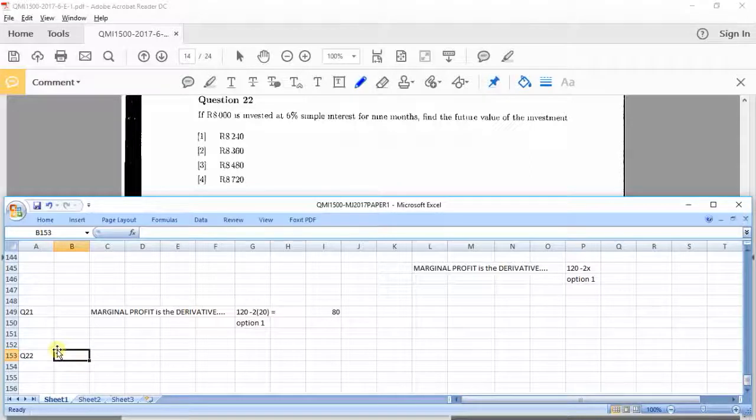Right, 22. 8,000 is invested at 6% simple interest. Simple interest requires that formula: S equals PV brackets 1 plus RT. You don't have to remember that, you can just go to your formula sheets. Find the future value, which is obviously the S. Present value is 8,000, open brackets 1 plus RT, r is 6%, 0.06, times 9 months, 9 over 12, close brackets equals.